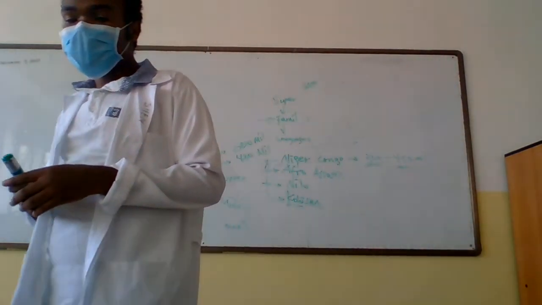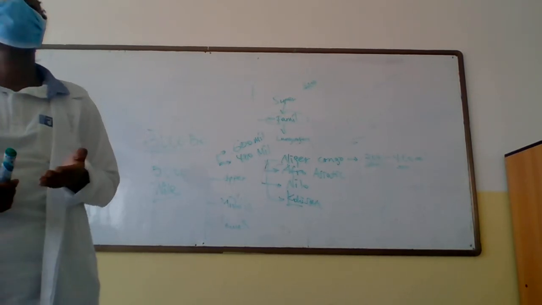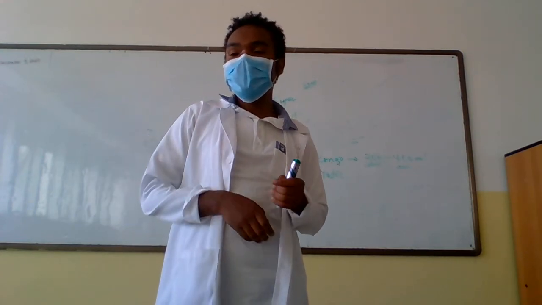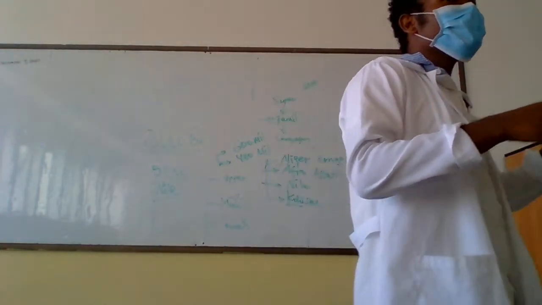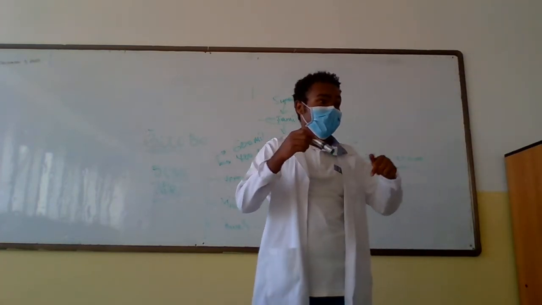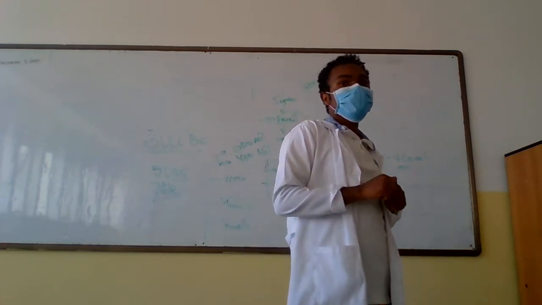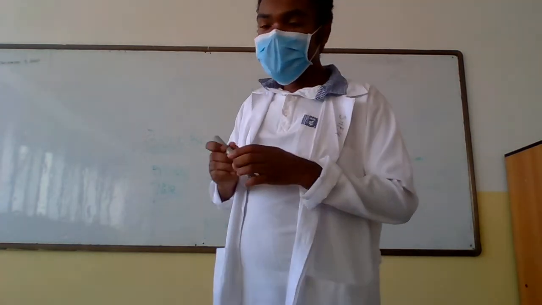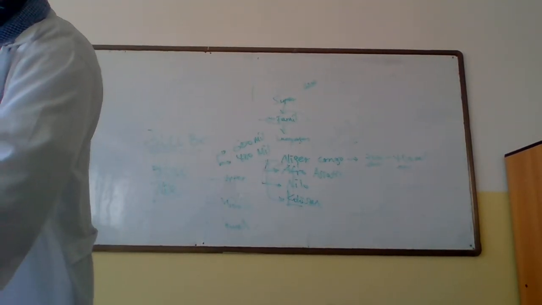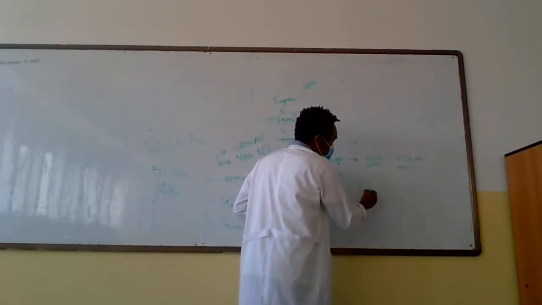The lower class, as you all know, slaves and poor farmers were considered the third class. And they lived in mud huts. Here in Ethiopia also, until this day, there are people who are living in mud huts.